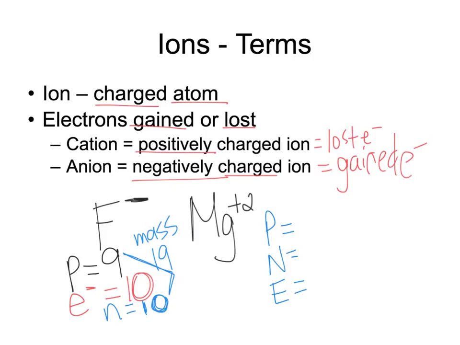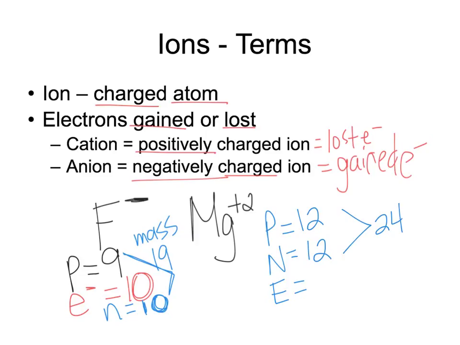So if you look on the periodic table, magnesium is number 12. That means it has 12 protons. If I look on the periodic table, it says magnesium has a mass of 24. So that means that my protons plus my neutrons have to equal 24. So I've got 12 neutrons.